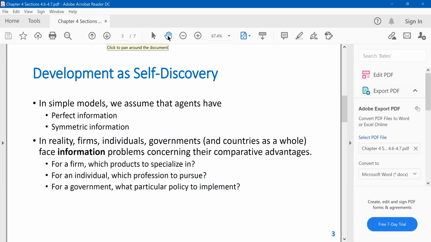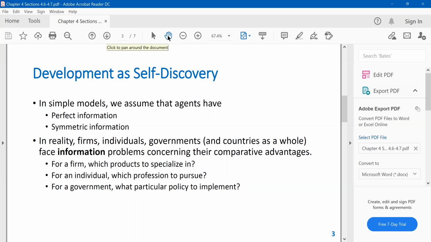So in this ideal world, of course, everything works beautifully. There is a competitive equilibrium. That competitive equilibrium is Pareto efficient, etc., right? So the welfare theorems apply. So everybody is happy. Everybody's happy. But in reality, this is not the case. In reality, we do not have perfect information. We do not have symmetric information.